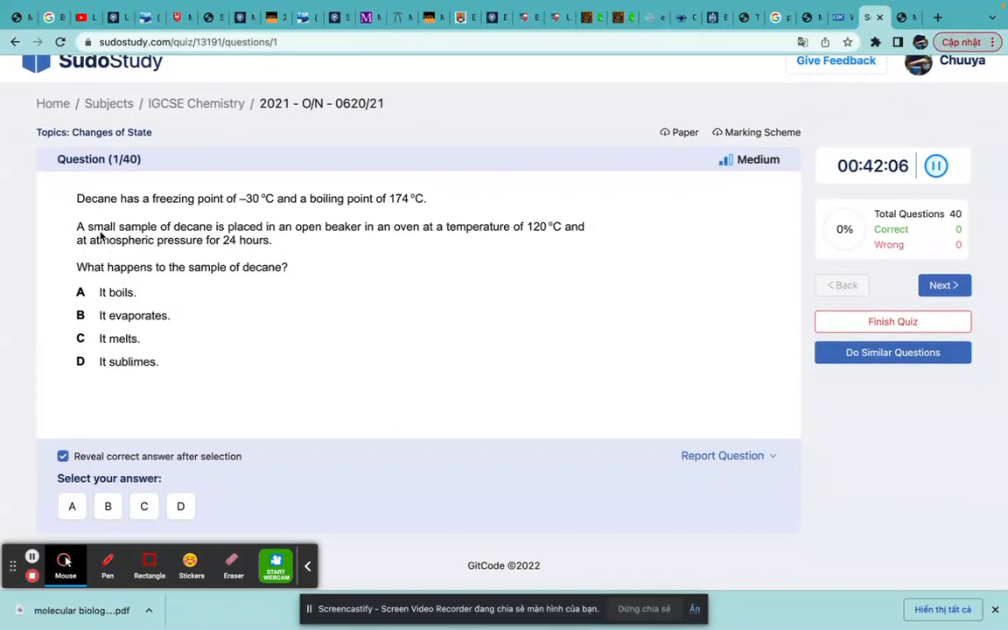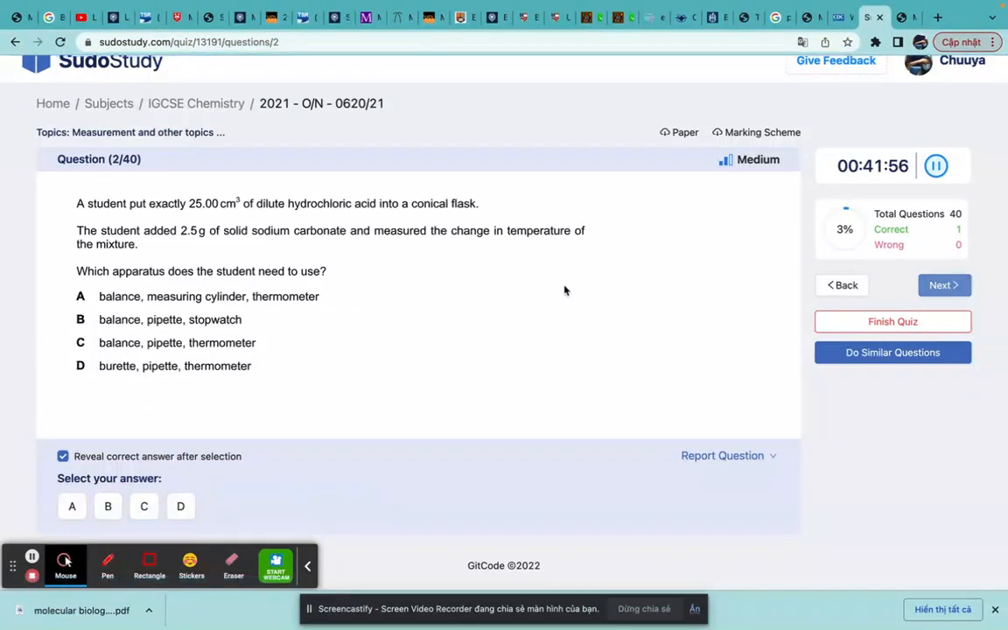Question number 1. A small sample of decane is placed in an oven beaker, and the sample of decane evaporates. It's not entirely boiled because it has not reached its boiling point yet. Here we would have a balanced pipette and thermometer.